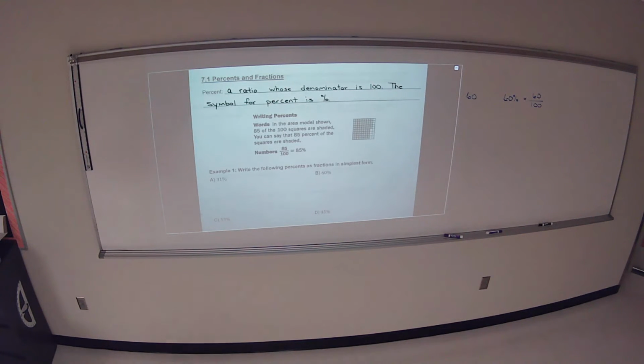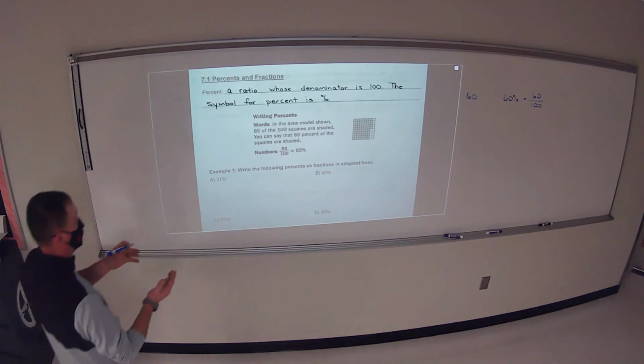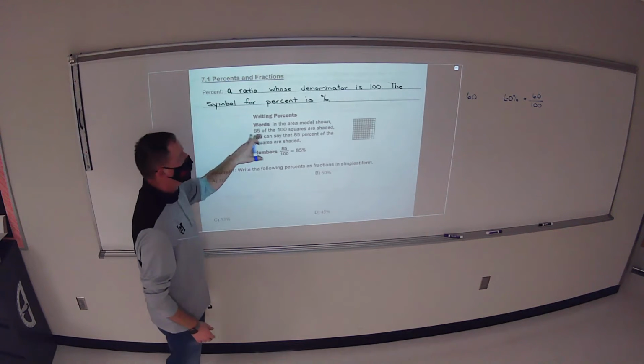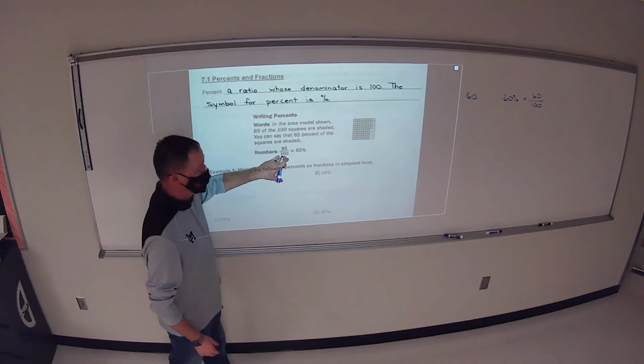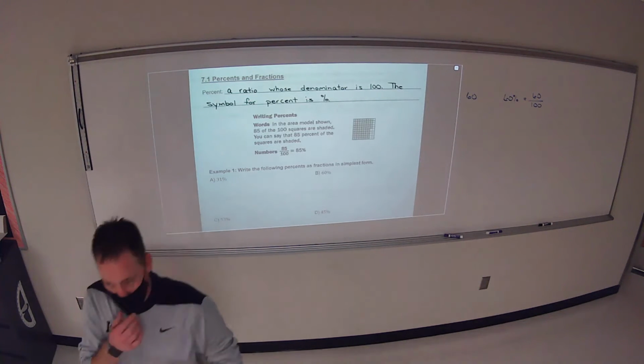Okay? Another example of what I mean here. How many blocks in this are shaded? 85. 85 individual blocks are shaded. What percent of the blocks are shaded is 85% of them. Okay? But those two numbers mean different things. 85 are shaded. 85 of 100 are shaded. That's when we start getting into that ratio.